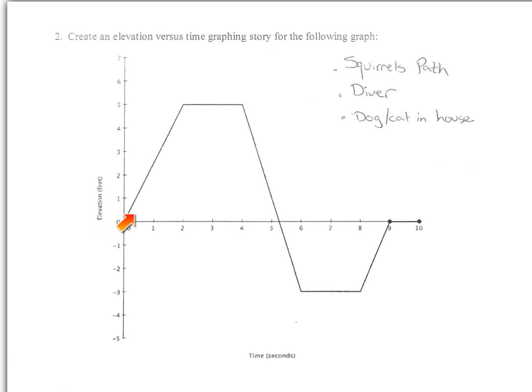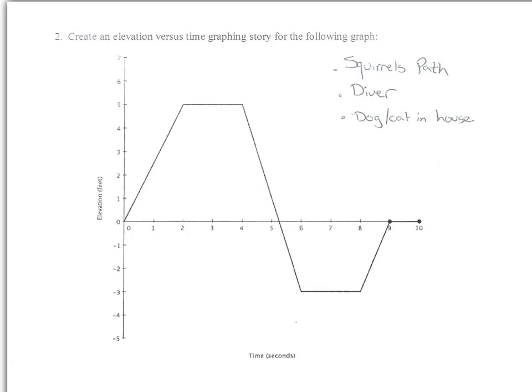So the diver goes up a ladder, stands at the edge of the platform, getting ready to jump, jumps in. When it hits the water, that's ground level. When he or she goes under the water, that's below ground level. Sits on the bottom of the pool for a couple seconds, and then comes back up and is just sitting even with the water in the pool, like treading water.